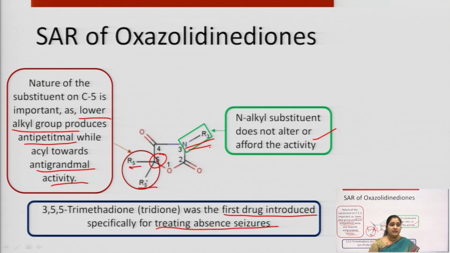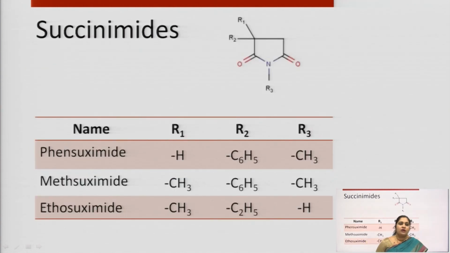So, in that case, this triadione was the first drug that has been introduced for the treatment of absence seizures. So, this was the structure activity relationship of oxazolidinedione. The next category is succinimide.